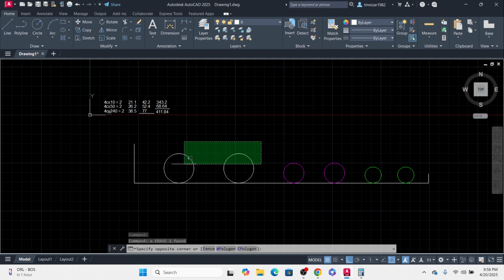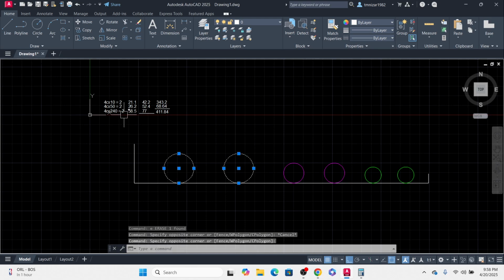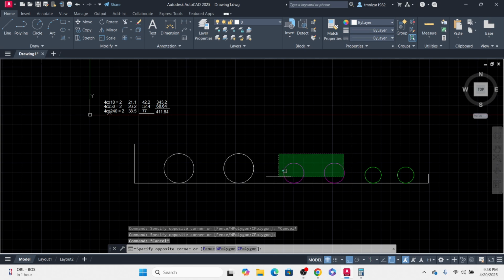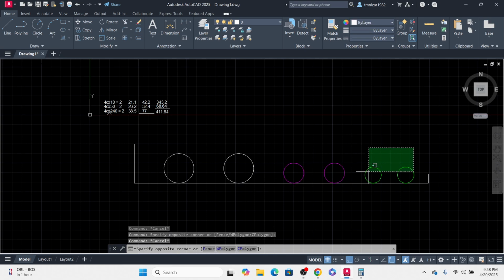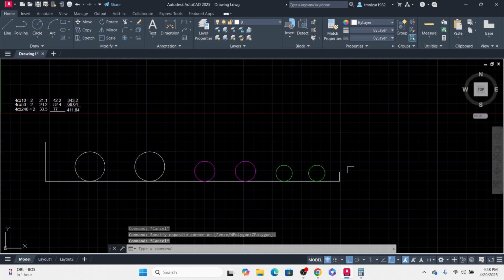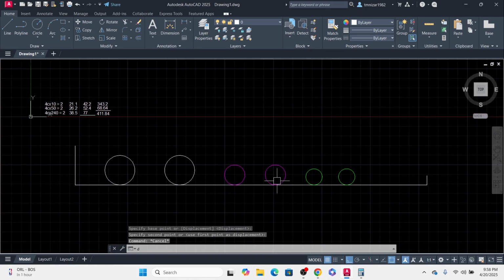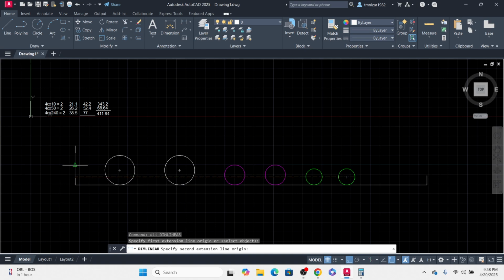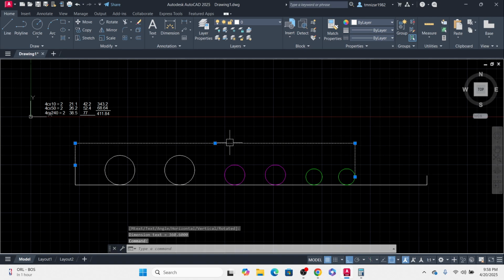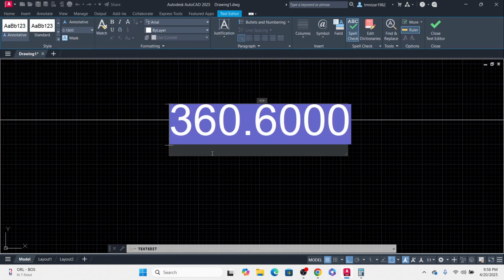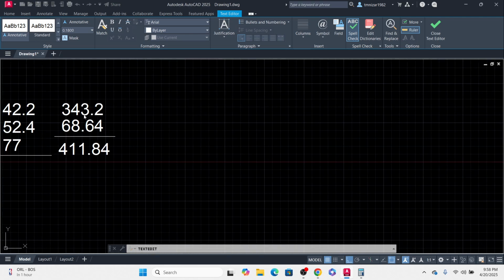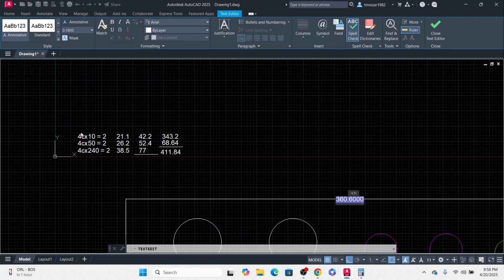Now I have two of each. This is the spacing method. I have 2 by 240, 2 by 50, 2 by 10. Let's move this one. Now I am going to take the total from here to here. Double click, you have 360.60. But here you see I got 343.2. This is just a small calculation I made without drawing.